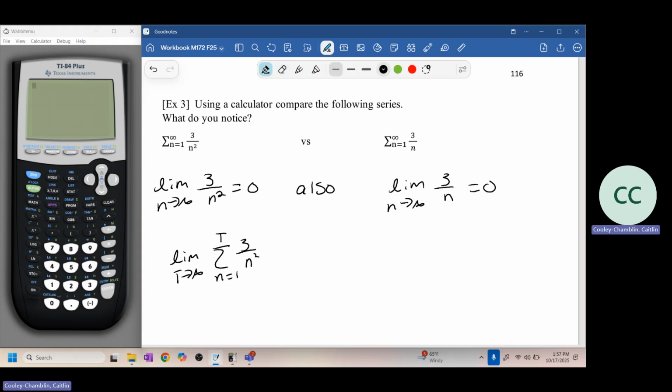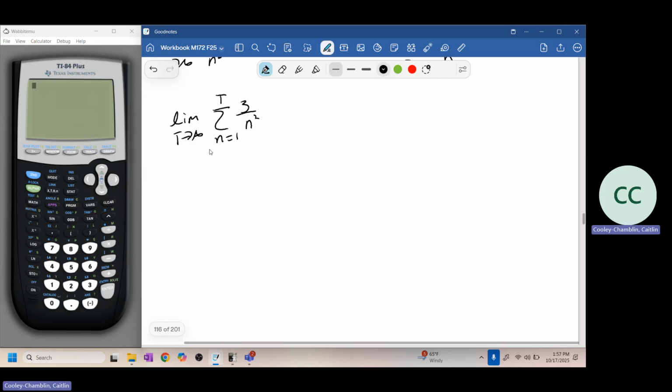Essentially, I want that top number to go to infinity, and I want to see what the sum is doing. So let's just try it. We're going to hit the math key, which is below the green alpha key. We're going to scroll down, and it says summation. We're going to use x's. It's okay. So I'm going to do x equals 1, and I'm going to start off at 100 of 3 over x squared.